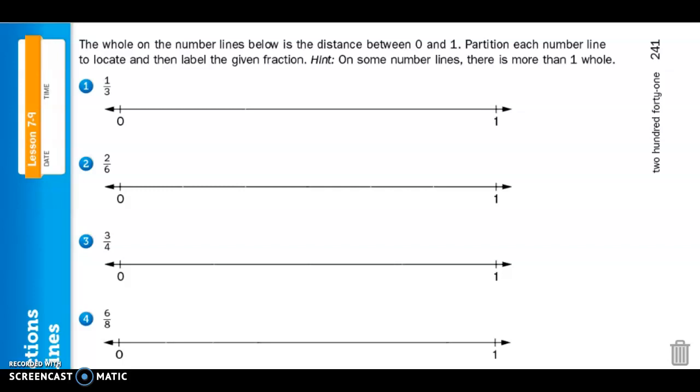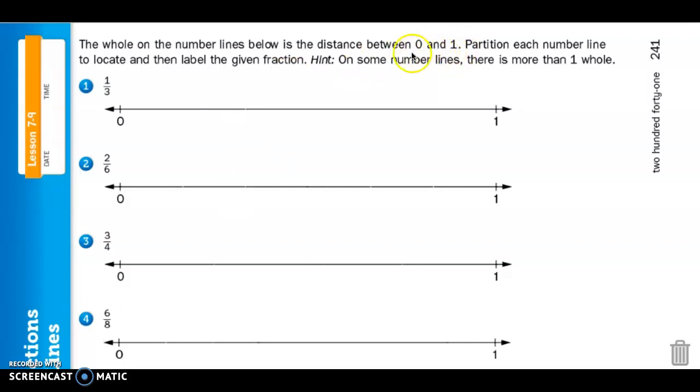And this is 7-9 continued. We're on journal page 241. Okay, you are going to need to take your journal page and flip it so you can read along with me. Kind of an odd one today, but here we go. The whole on the number lines below is the distance between 0 and 1.